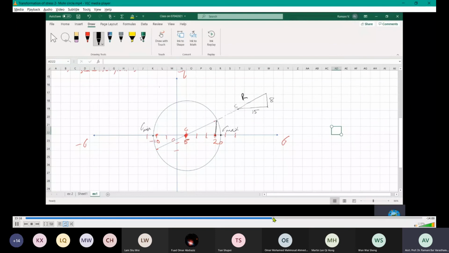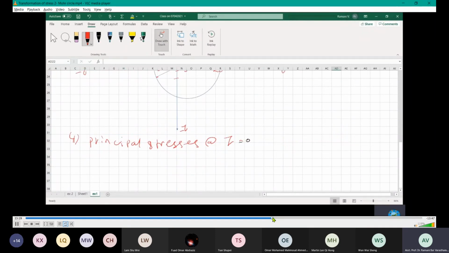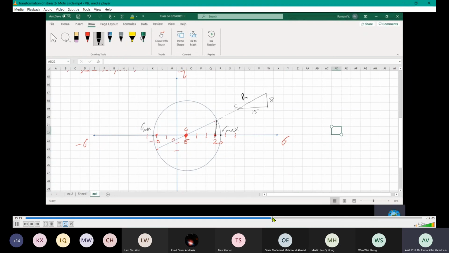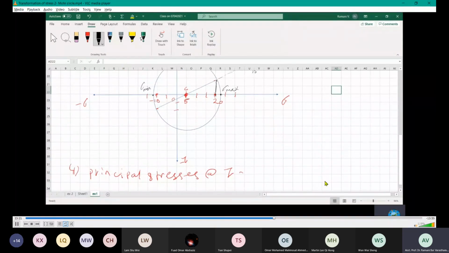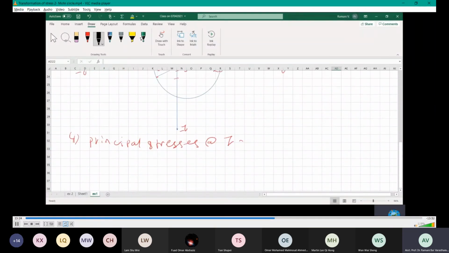Let's take this triangle and find out R, right? That should be our next step. Before you find out the principal stresses, you should know your R, right?